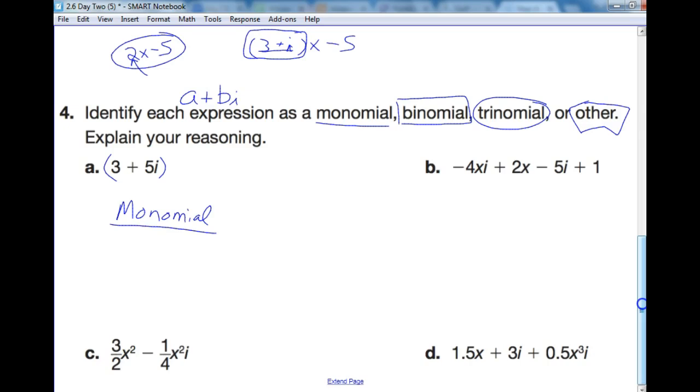Because in the complex number system, that is one thing. And it's really hard to get past that and see that. It's one number.